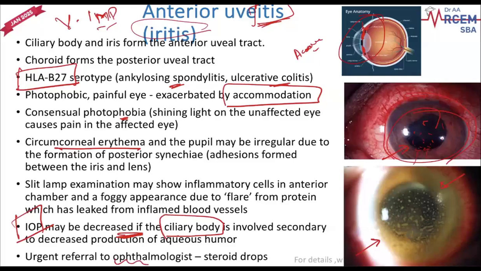You need to urgently refer to the ophthalmologist. Steroid drops are given only on advice of the ophthalmologist because it's an inflammatory reaction. Steroids will be helpful here. But as I told you, a thumb rule is we never prescribe steroid drops for the eye until it is recommended by the ophthalmologist.